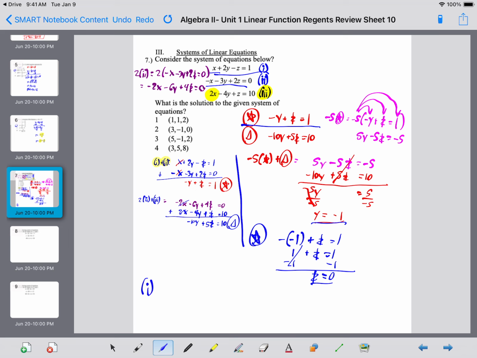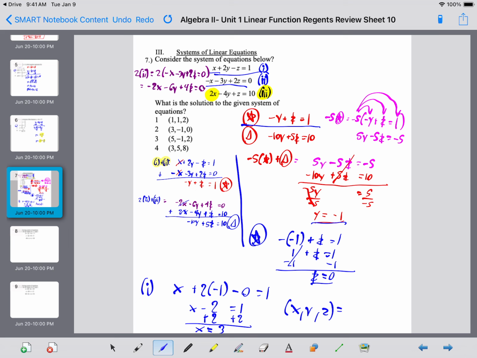We don't know what x is yet, that's what we're solving for. Plus 2, y is negative 1, z is 0. 2 times negative 1 is negative 2, minus 0 is just negative 2. Add 2 to both sides, you get x equals 3. So the point of intersection for those three equations is x, y, z equals 3, negative 1, 0. And your answer would be 2.